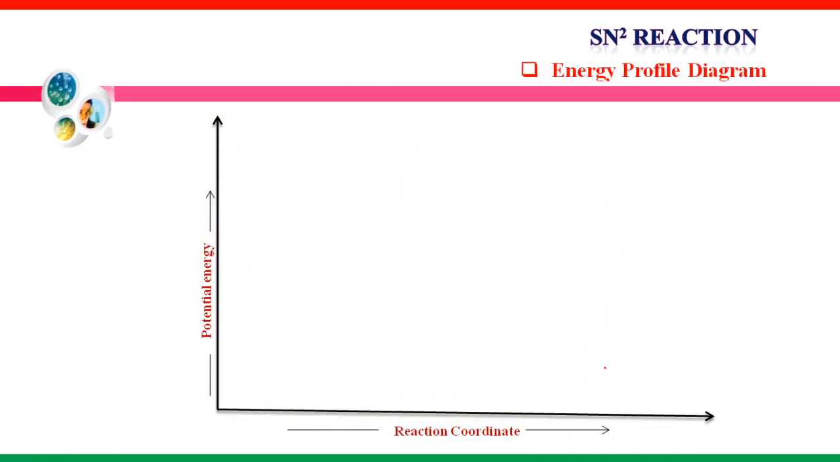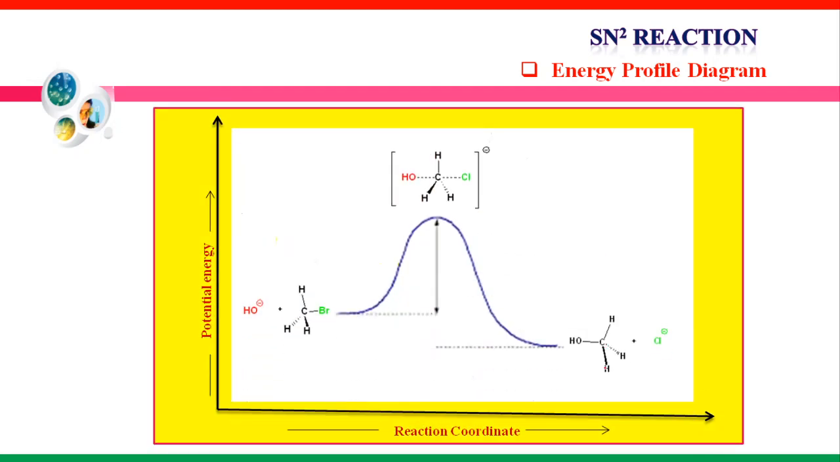Then what is the energy profile diagram for SN2 reaction? The graph obtained by plotting potential energy changes of the reaction against the reaction coordinate is known as the energy profile diagram. This is the energy profile diagram for SN2 reaction. As the nucleophile approaches the carbon, the energy of the reaction increases to make this transition state. Then this transition state collapses to give the substitution product.